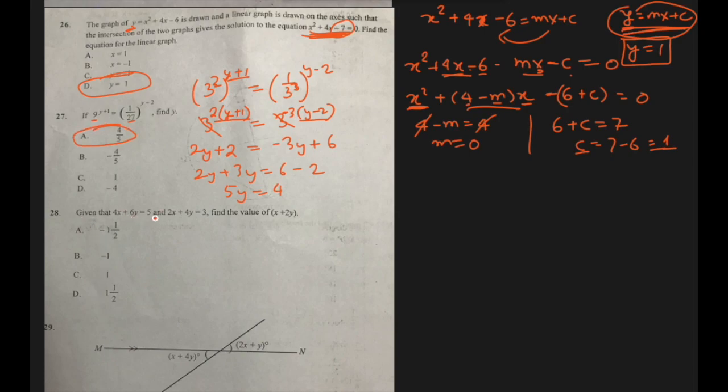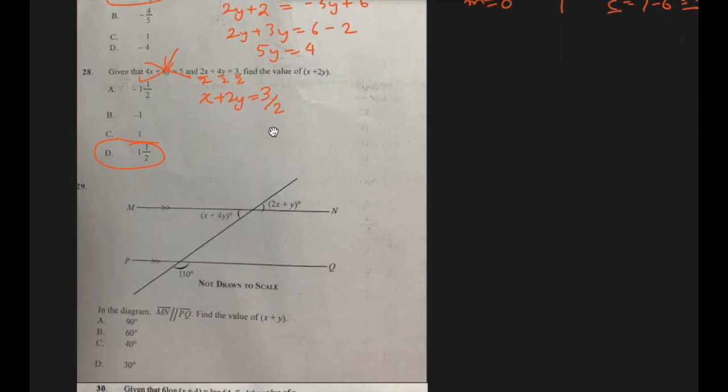Given that this is an equation, and this is an equation, find the value of x plus 2y. The difference between them is 2. The difference in the other is also 2. So we can't get it this way. Actually, we don't have to do anything. Just divide this by 2. Divide by 2 means divide all terms of this equation. Even this was not needed. So what do we get? X plus 2y equal to 3 over 2. D is the answer. I don't know why they gave the second equation. Was it a trick question? Don't think so.